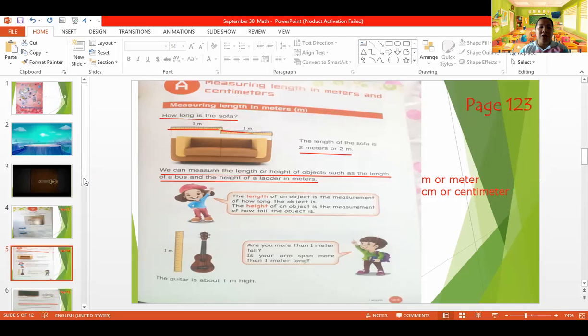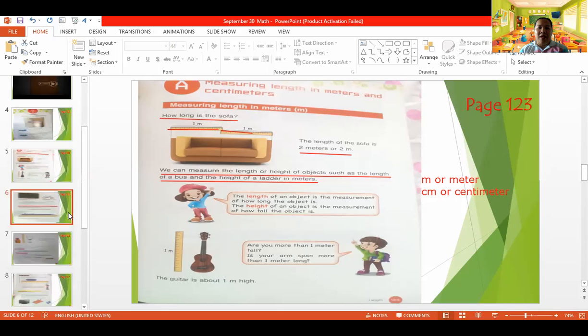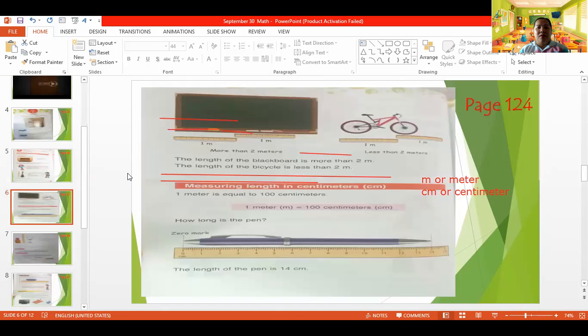Let's go to the next page, page 124. The length of the blackboard is more than 2 meters. The length of the bicycle is less than 2 meters. As you can see, this is 1 meter, then 1 meter. They use a big ruler. So 1 meter plus 1 meter is 2 meters, more than 2 meters.